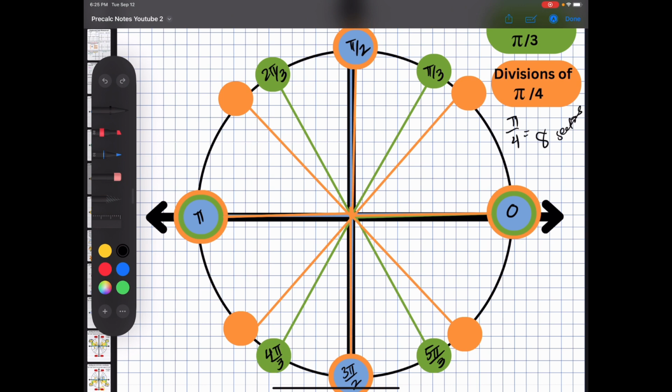Okay, so starting at 0, my first section is pi over 4. Then I have 2 pi over 4, 3 pi over 4, I'm going to write in here.